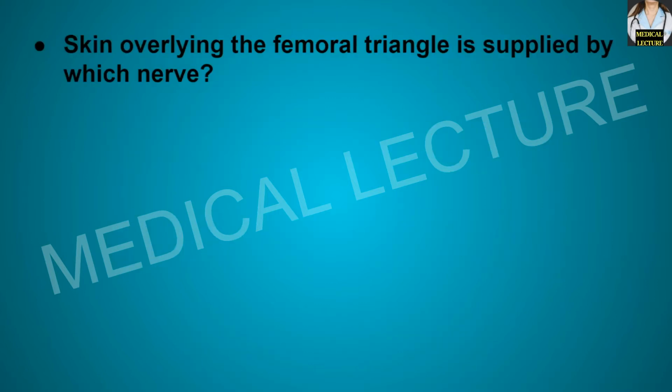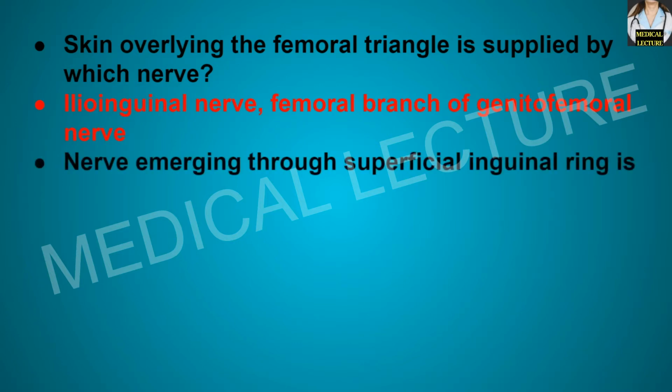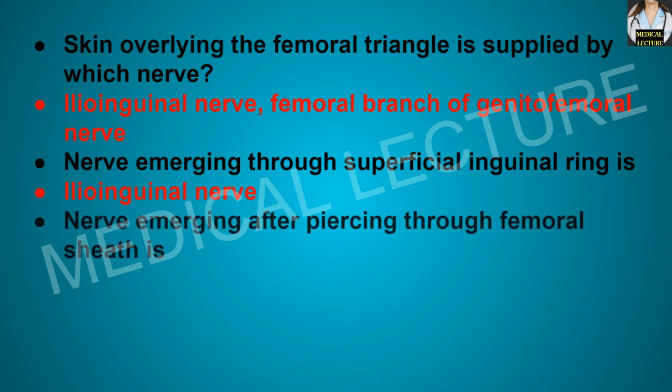Skin overlying the femoral triangle is supplied by which nerve? It is supplied by the ilioinguinal nerve and the femoral branch of genitofemoral nerve. Nerve emerging through the superficial inguinal ring, it is the ilioinguinal nerve. Nerve emerging after piercing through the femoral sheath, it is the femoral branch of genitofemoral nerve.